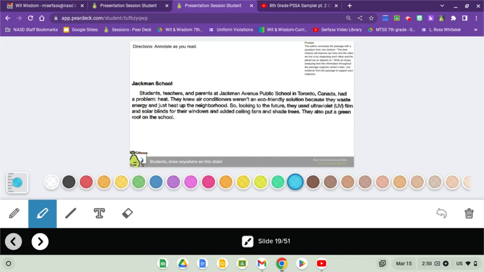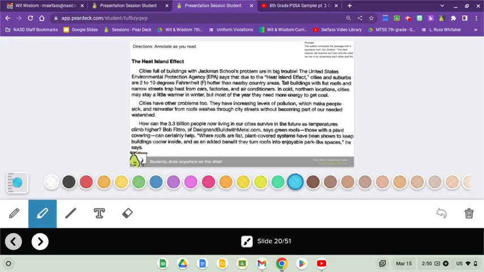Students, teachers, and parents at Jackman Avenue Public School in Toronto, Canada, had a problem: heat. They knew air conditioners weren't an eco-friendly solution because they waste energy and just heat up the neighborhood. So, looking to the future, they used ultraviolet, UV, film, and solar blinds for their windows, and added ceiling fans and shade trees. They also put a green wreath on the school.